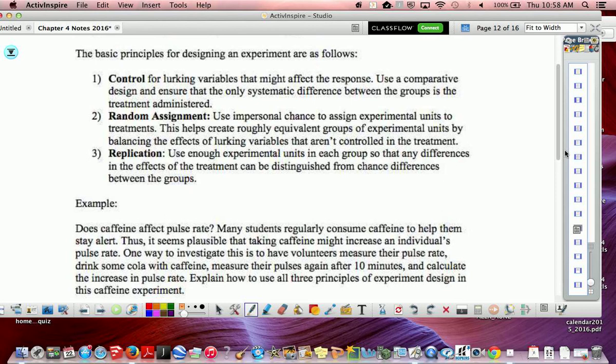One way to investigate this is to have volunteers measure their pulse rate, drink some cola with caffeine, measure their pulses again after 10 minutes, and calculate the increase in the pulse rate. Explain how to use all three principles of experimental design in this caffeine experiment.